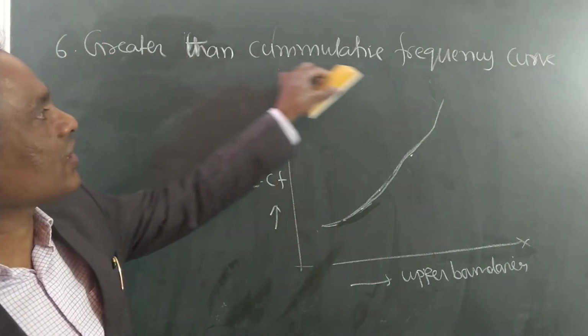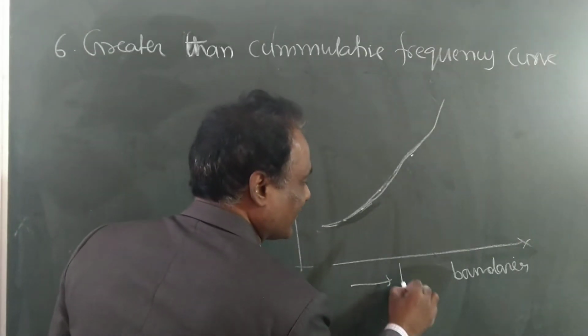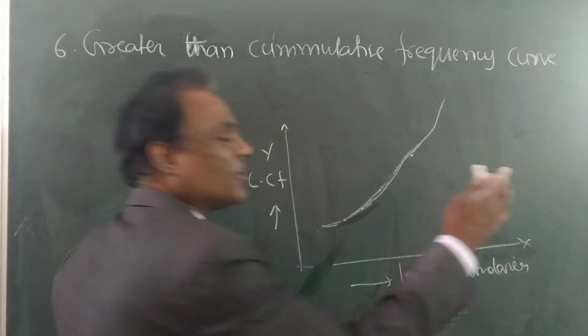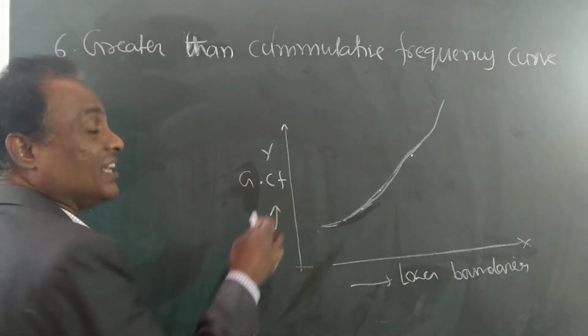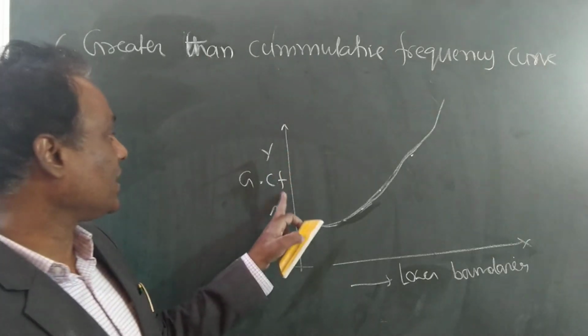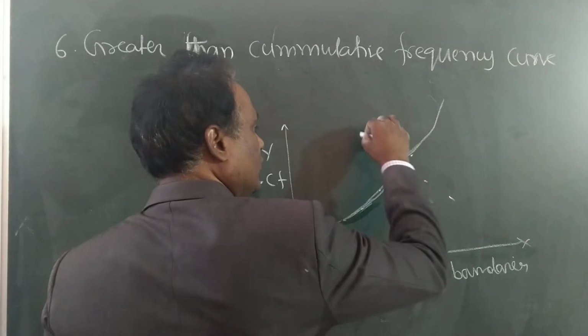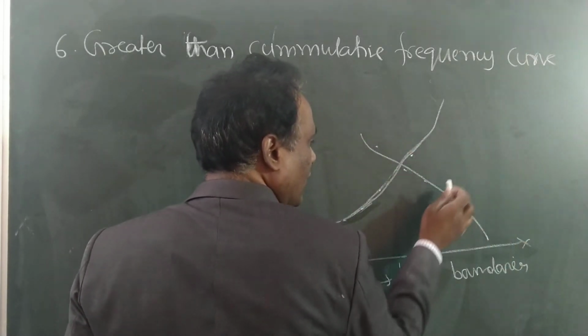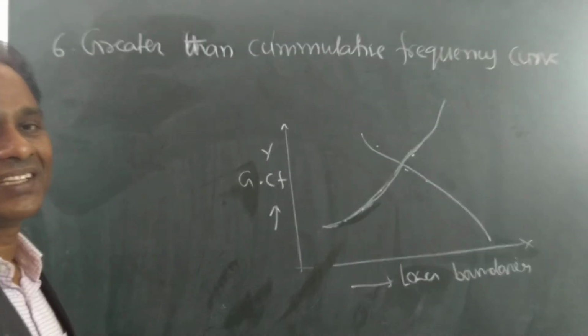For the greater than cumulative frequency curve, we take lower boundaries on the x-axis and greater than cumulative frequency on the y-axis. So we plot the points, and if we join them, that curve is called the greater than cumulative frequency curve. Write down.